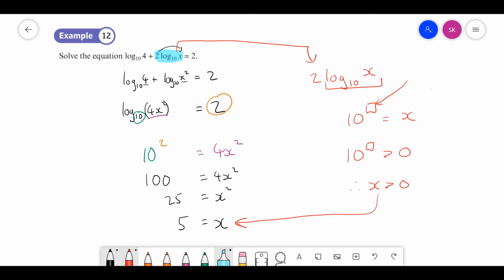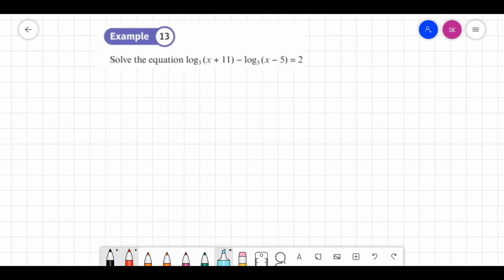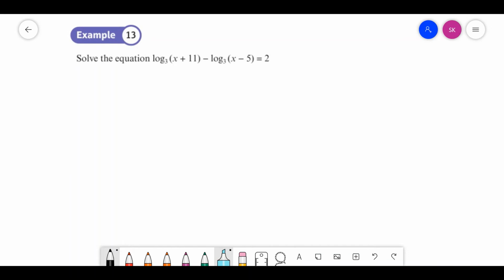So make any notes that you need to. If you need to rewatch that bit to get your head around it, then obviously do that. And then we'll do one more example. Example 13 says solve the equation, and it gives you the equation involving two different logs. Pause the video and have a go at solving this.